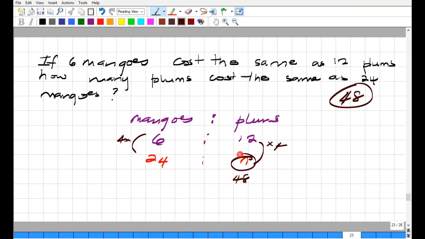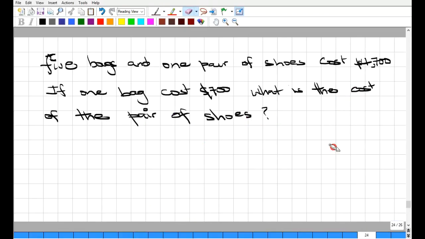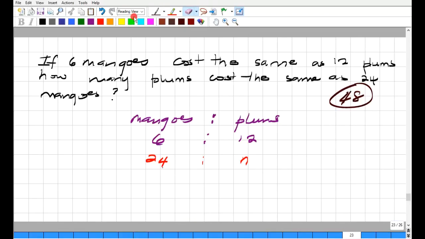We're going to now work this out in another way. So let's take these out, and we're going to cross multiply. So we're going to say 6 times n. This would give us 6n on one side of our equation, and 12 times 24 on the other side of the equation. Let's look at 24, and we're going to multiply that by 12.